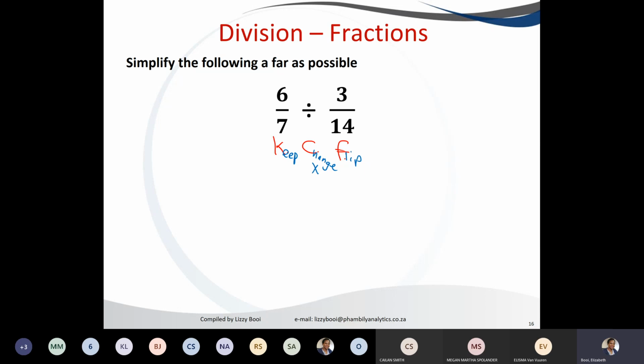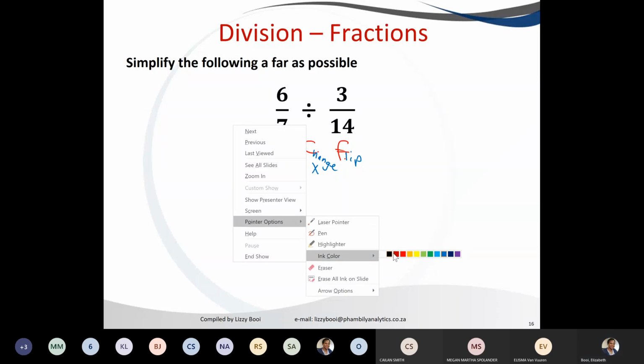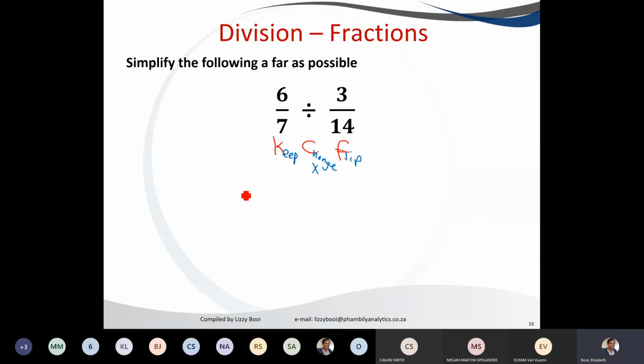So we're going to keep the first one. We're going to change the division to a multiplication, and then we're going to swap and flip. Our numerator for the second fraction becomes our denominator. Our denominator becomes our numerator. What do I mean by that? Let's do that. So we keep 6 over 7. We change the sign to a multiplication. We flip the second fraction. So flipping the second fraction means 14 becomes our new numerator. 3 becomes our new denominator.